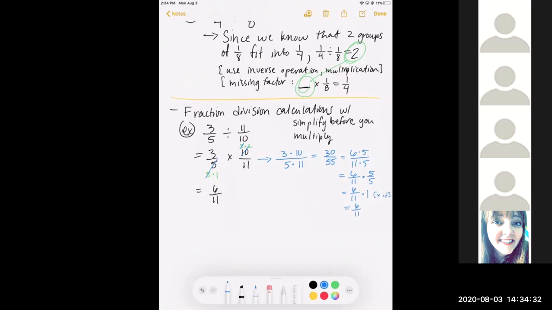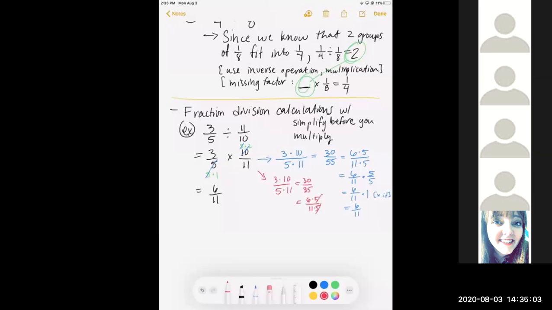But why can't I do it at diagonals? Well, when I multiply them together, notice that it still is 3 times 10 over 5 times 11. And again, that was equal to 30 over 35, which was equal to 6 times 5 over 11 times 5. Now, notice that I'm canceling out the 5s anyway.